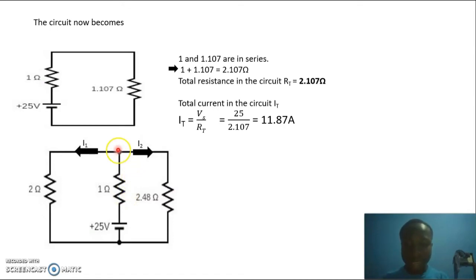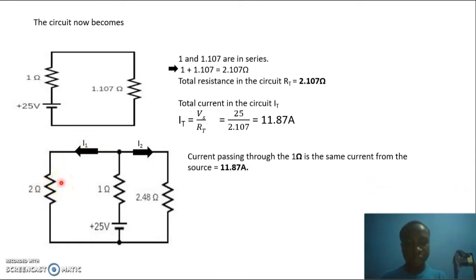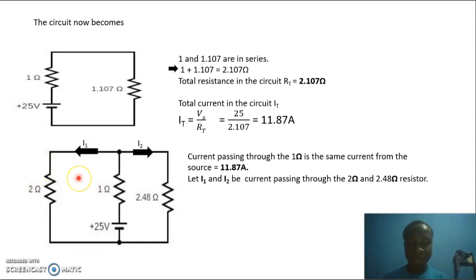And when this total current reaches this node at the point, it will split into 2. So I label them I1 and I2. So this I2 will be the total current which will be flowing through all the circuits which are connected on my right hand side, and this I1 will be the current that will flow through our 2 ohm resistor. So we are finding the current through our I1. So right now we need to find the current through our 2 ohm resistor.